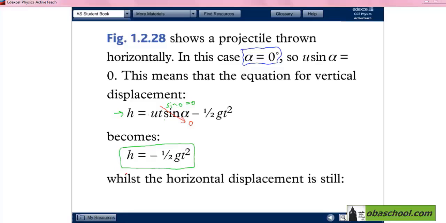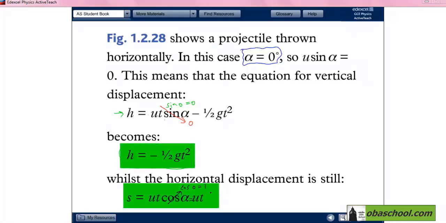While the horizontal displacement is still S equals ut cosine alpha. Alpha is 0, cosine 0 is 1. Here there is an equal sign. This is a mistake from the book. So S is equal to u times t. These are the equations of the vertical and horizontal displacement.